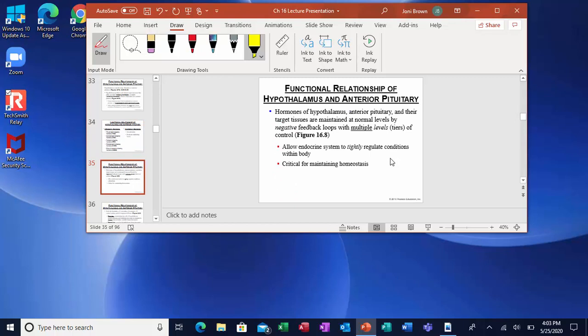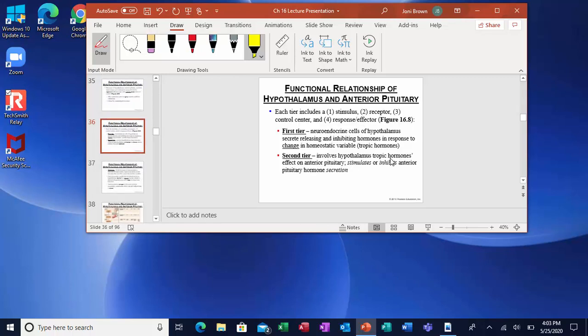So hormones of the hypothalamus, the anterior pituitary, and their target tissues are maintained by negative feedback loops that happen at multiple levels or tiers. So the endocrine system will control things very tightly within the body to maintain homeostasis by using these tiers of control. Let me give you an example. A tier has a stimulus, a receptor, a control center, and a response by the effector.